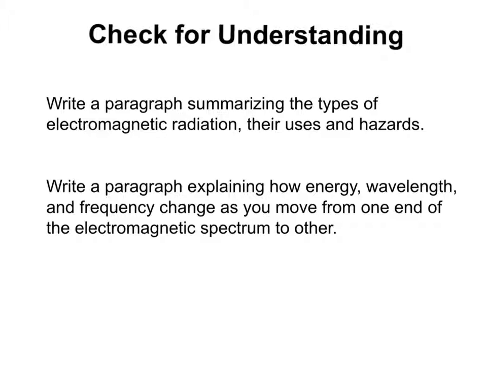Now that you've finished this podcast, you should write 2 short paragraphs. One, to summarize the types of electromagnetic radiation, what they're used for, and hazards. And another paragraph that explains how energy, wavelength, and frequency change as you move from one end of the electromagnetic spectrum to the other. So as you go from radio waves through all of the others to gamma rays, or the other direction.